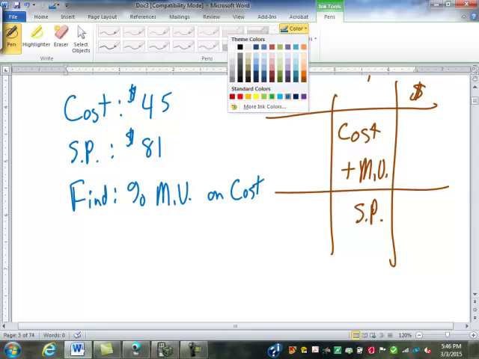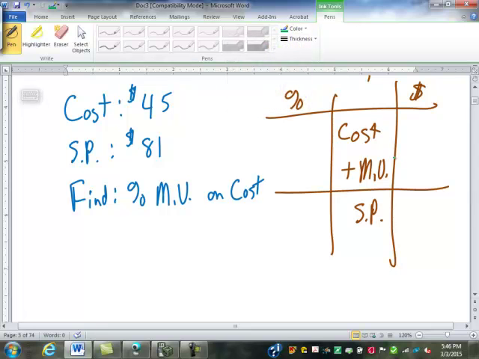What do we know? What can we fill in the table? Cost is $45. Selling price is $81. There's one other piece of information: 100% on cost. So 100% goes where the cost is. Now what? Take 81 times 100 divided by 45. Okay, we could do that. That would find the selling price for us. But what are we looking for? What is the markup? We're looking for the percent markup. We're looking for this one here.